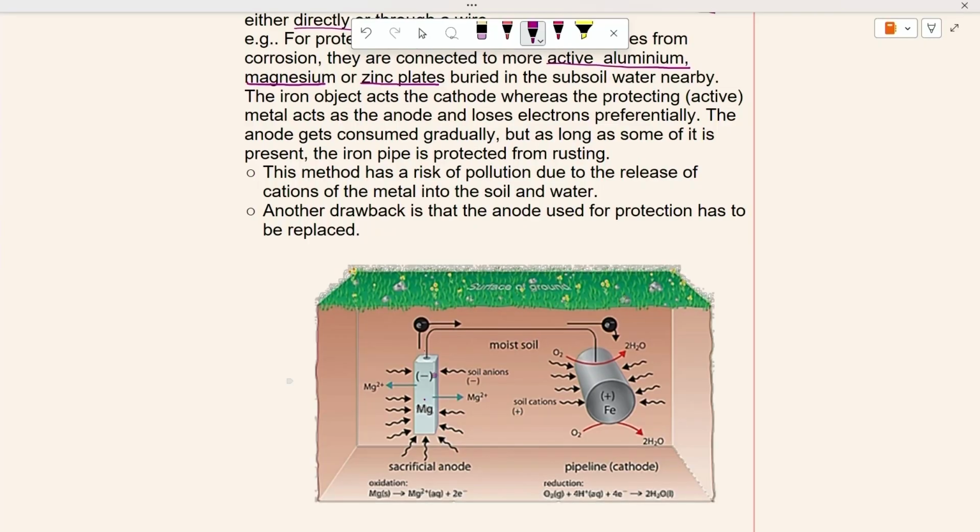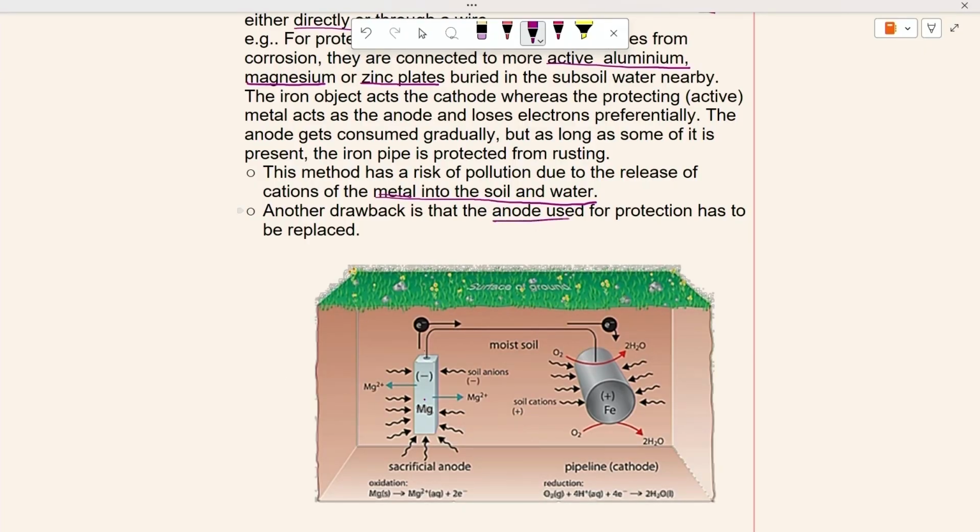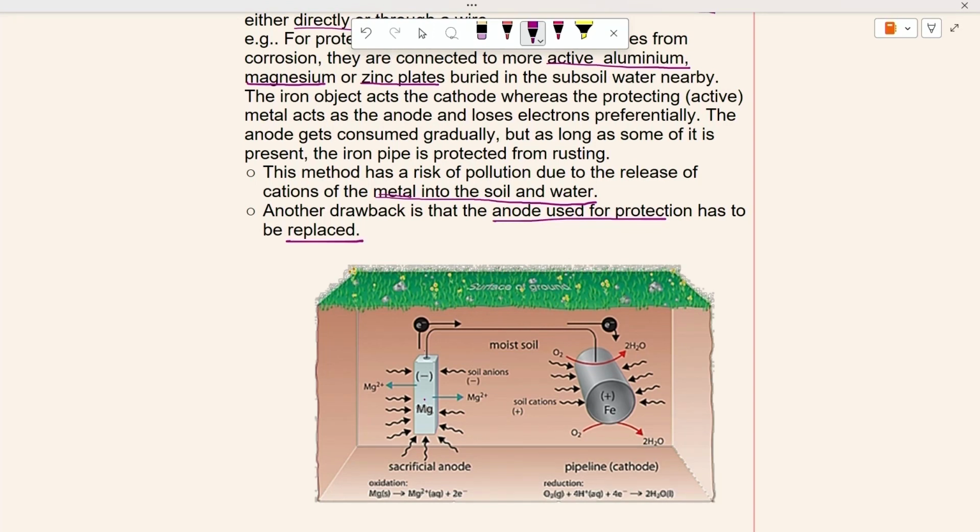This method has a big drawback. Magnesium releases its ions into the soil, and therefore the soil gets polluted with metal ions, and the water also gets polluted if the ions are soluble in water. Another drawback is that the anode gets consumed, because it is converted into ions. Once it is consumed, you will have to replace the anode to protect the structure.